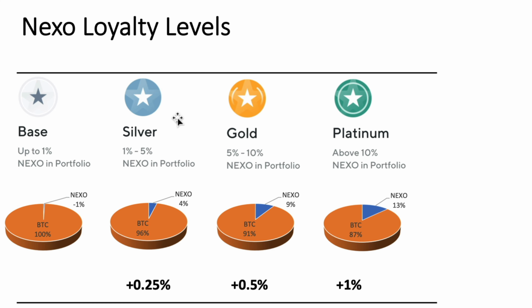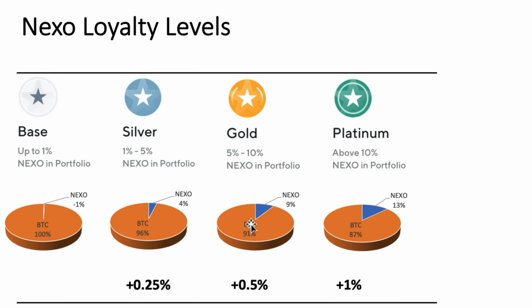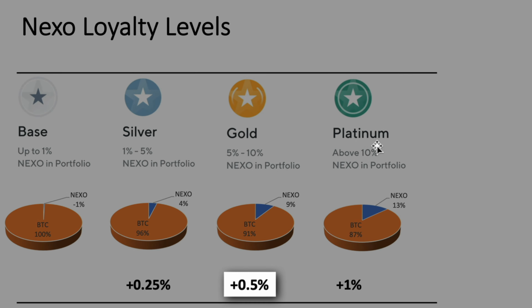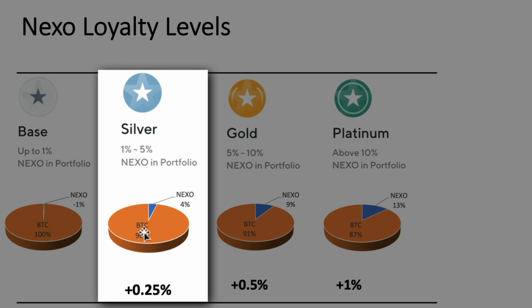And then on the silver tier, you're going to get a 0.25% interest increase, on the gold tier a 0.5%, and on the platinum a 1% interest increase. Personally, I only hold a little bit of Nexo, so I'm on the silver loyalty level, and I'm getting a 0.25% interest increase for holding Nexo token.